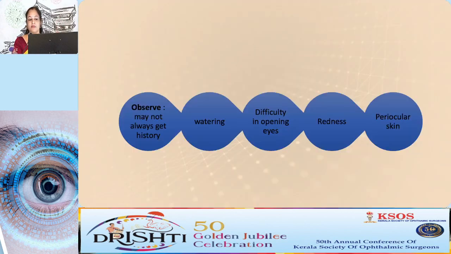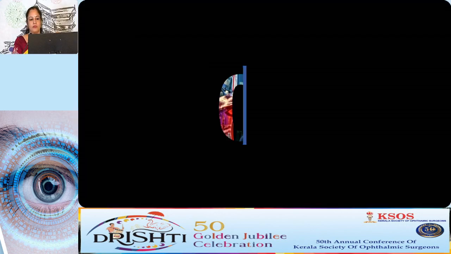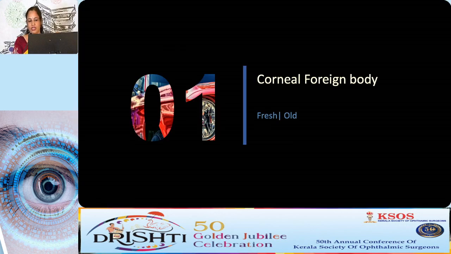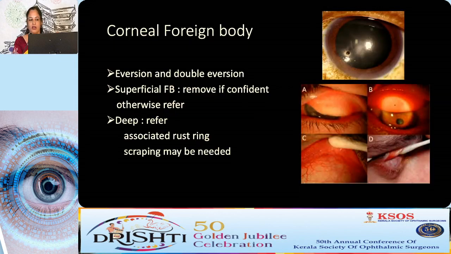And remember to observe, like supposedly there is watering, there's difficulty in opening eyes. You have to think why, and then look and hunt for it, okay? So I'll be dealing with each of these in this way. First is a corneal foreign body, which is the most common way that they can present.